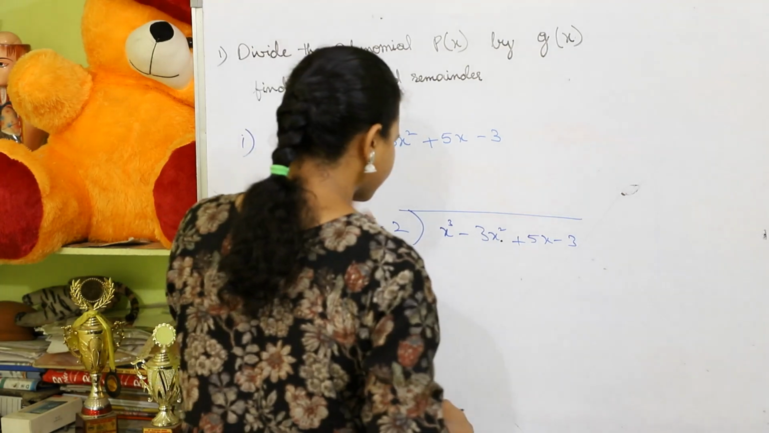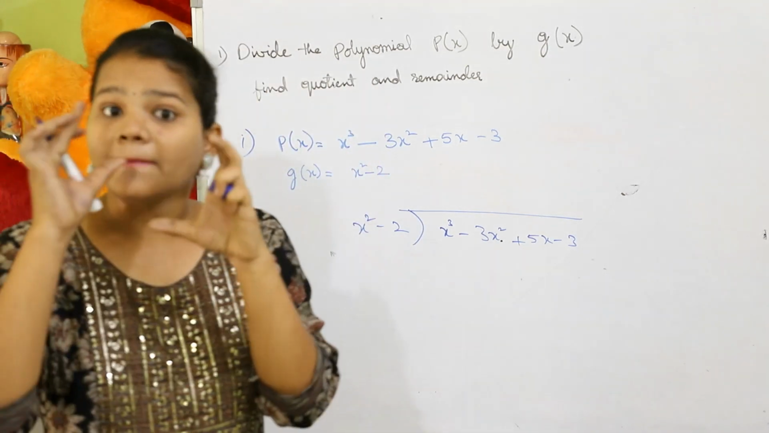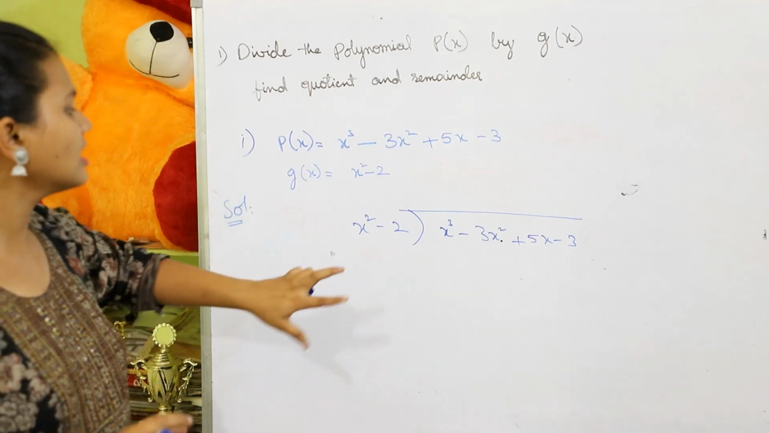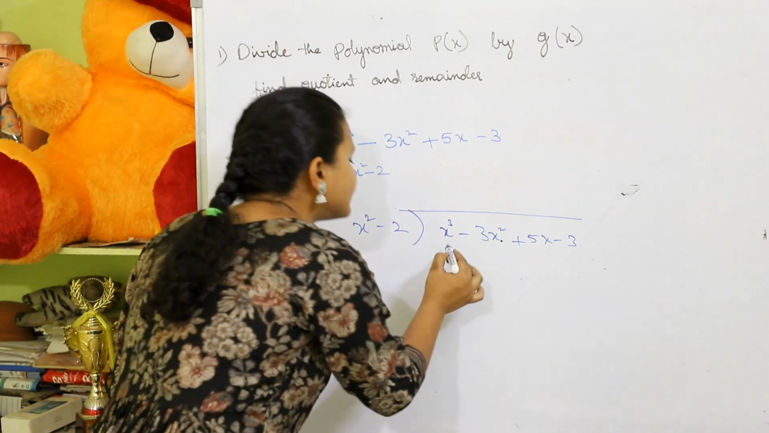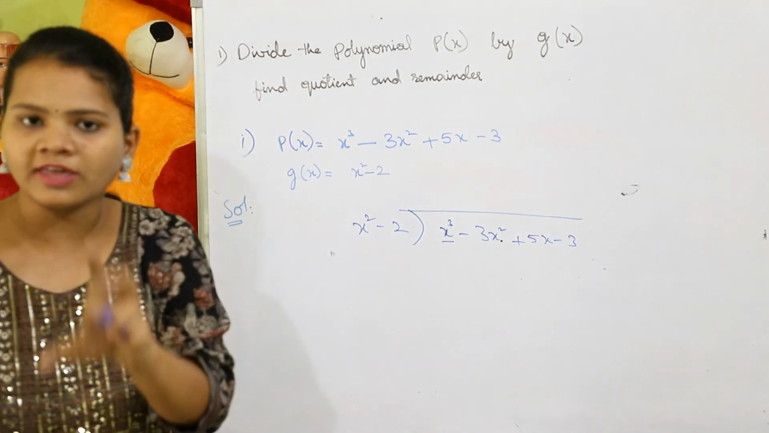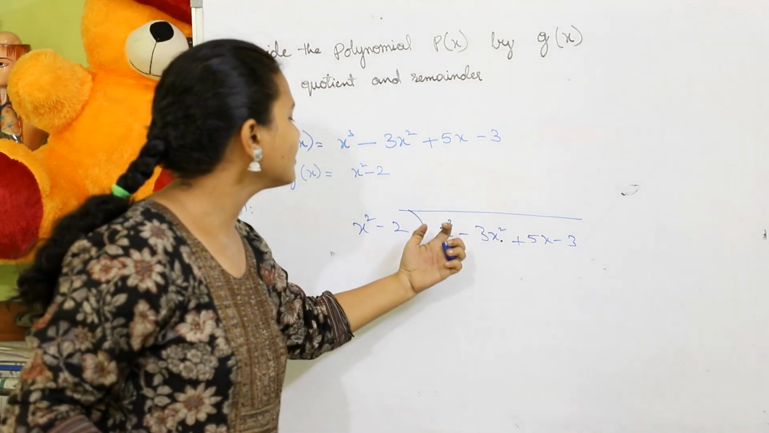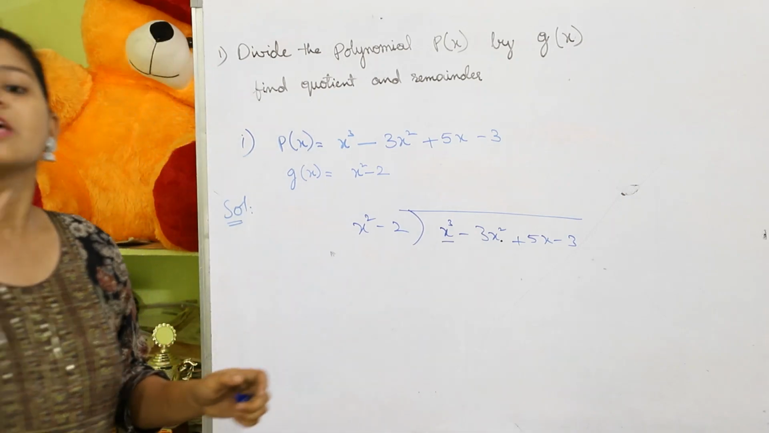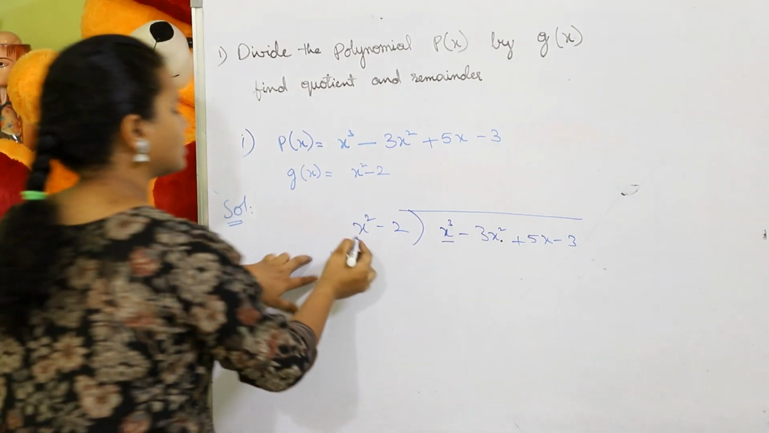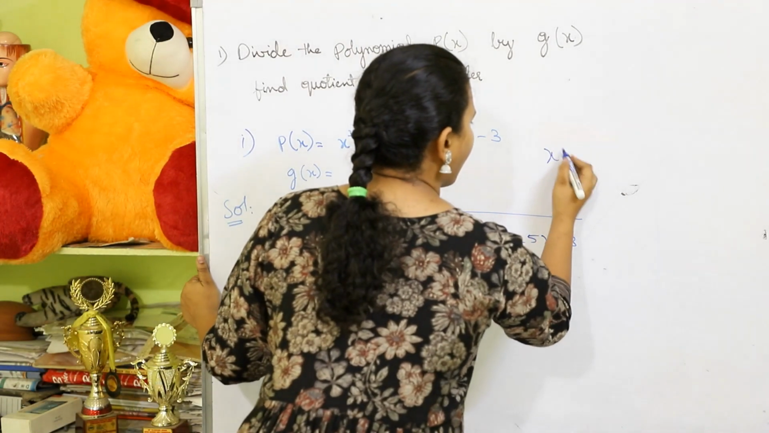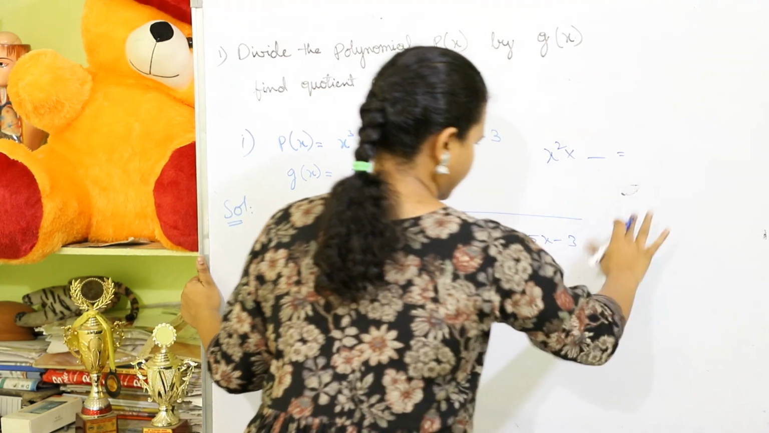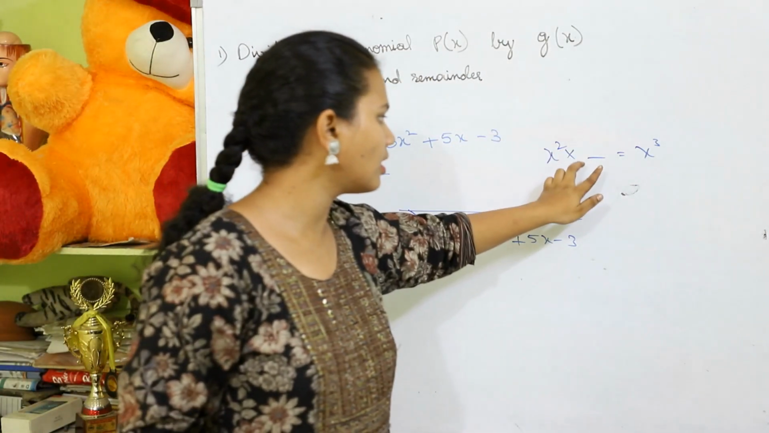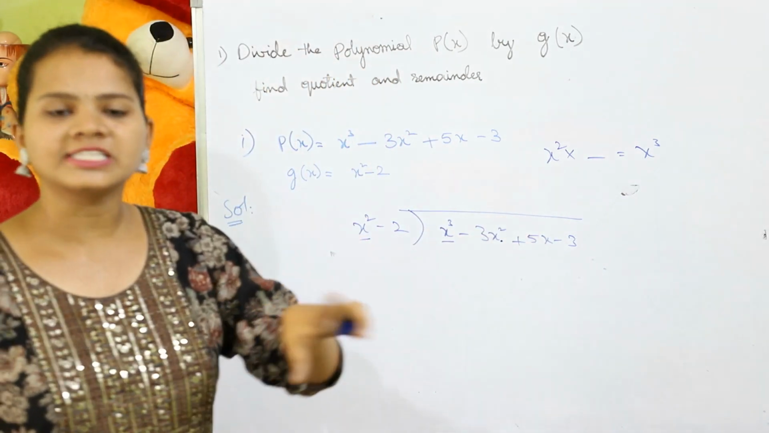Now remember, while solving this type of polynomial division, firstly consider the first term of the given polynomial. The first term here is x cube, and the first term of the divisor is x square. Now the question is, x square into what will equal x cube? I should get a result which must be x cube.